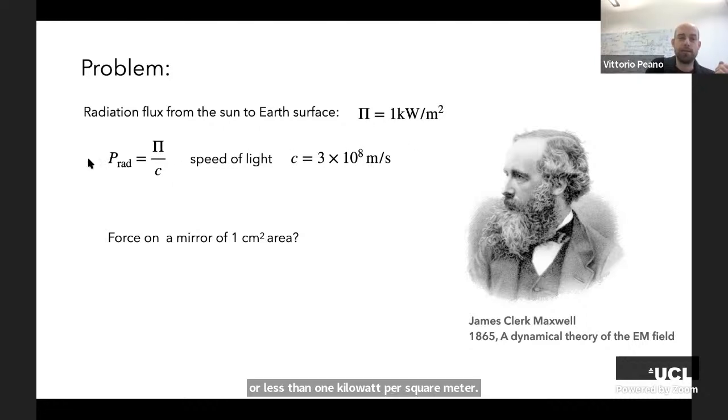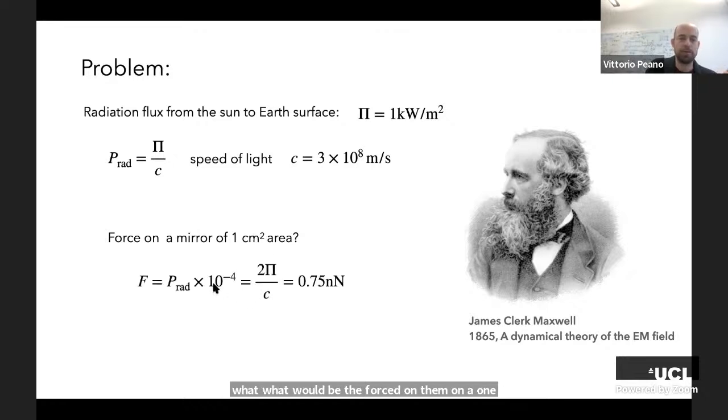The point is that for the radiation pressure, I have to divide by the speed of light, and so I will get a very small force. For instance, I can ask myself, what would be the force on a 1 centimeter square? If I make the calculation, I just have to divide this by the speed of light, which is quite high, and multiply by the area in meters, and I arrive at a value of nanonewton. So it's a very small force.